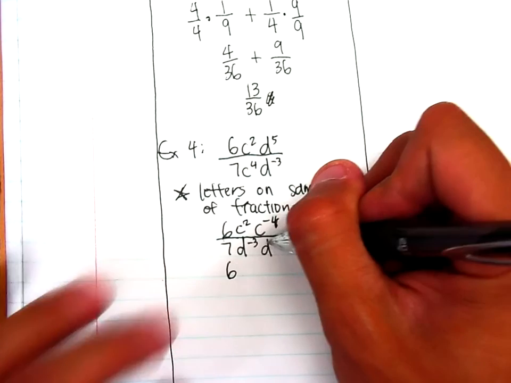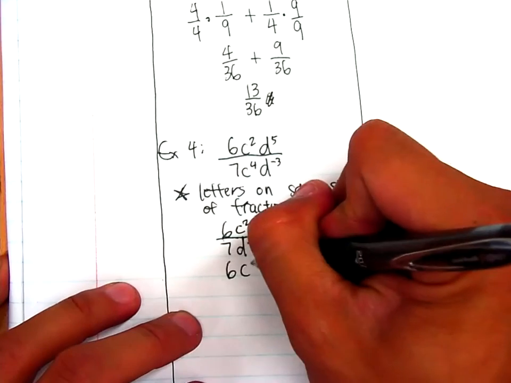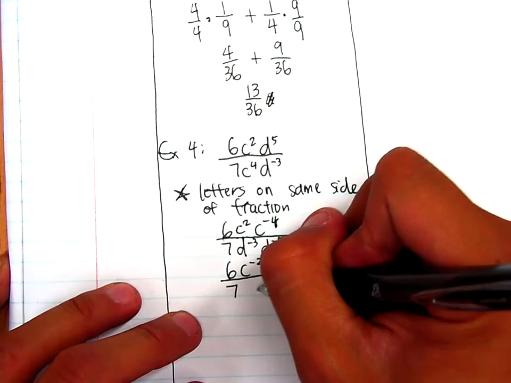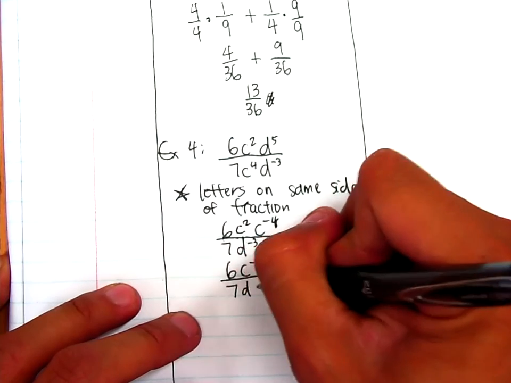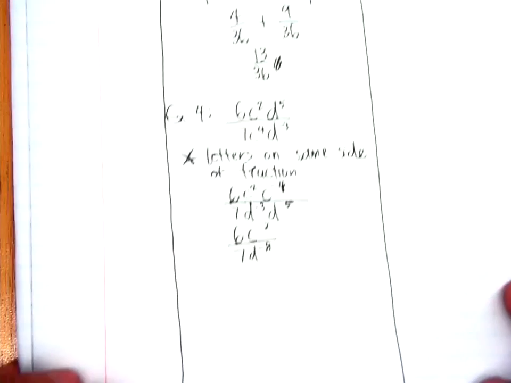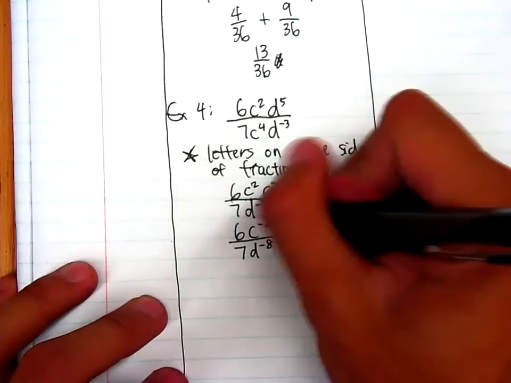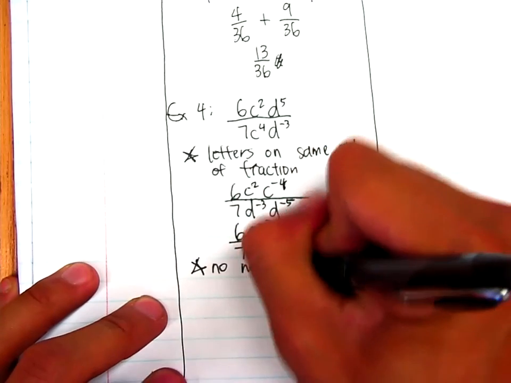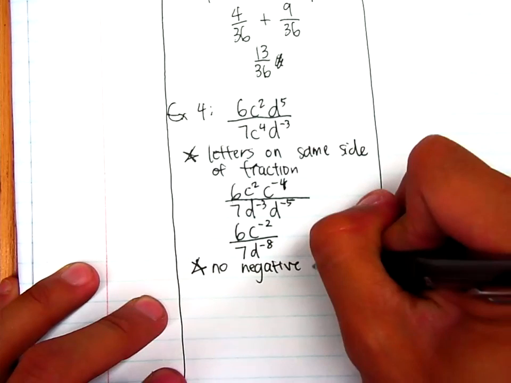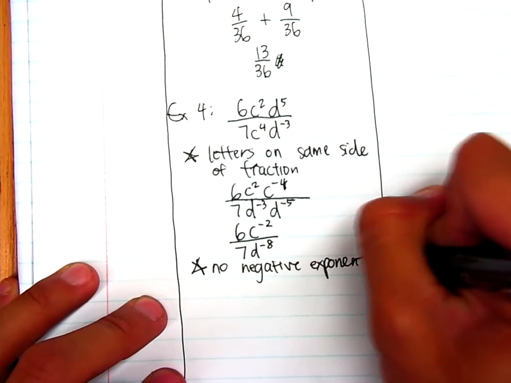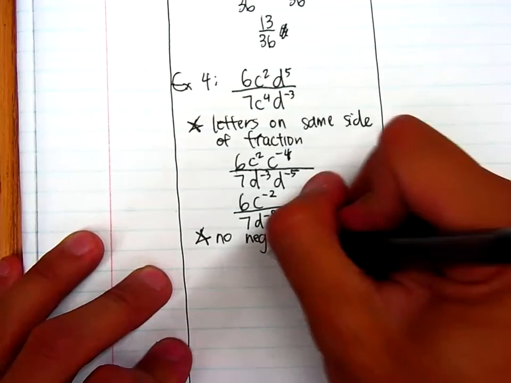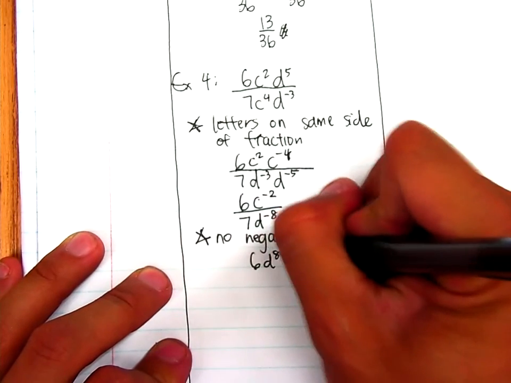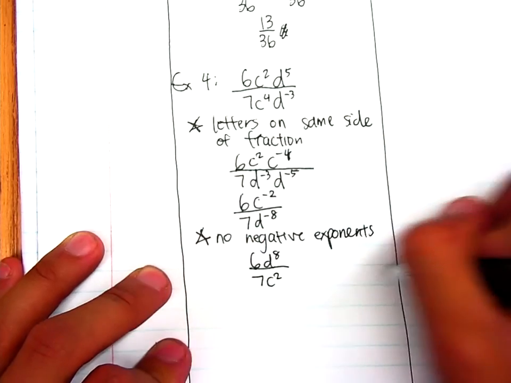Okay, so I'm going to add these exponents. So c squared times c to the negative 4 is c to the negative 2. And d to the negative 3 times d to the negative 5 is going to be d to the negative 8. Okay? And I'm not done because I still have negative exponents. I have to get rid of them. So I'm going to have no negative exponents. So if I move this to the top and this to the bottom, I'm going to have 6d to the 8th over 7c squared. And that's the final answer.